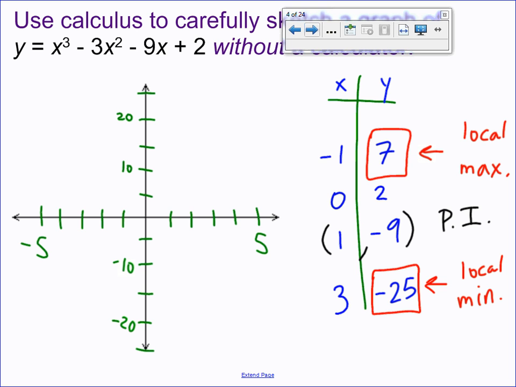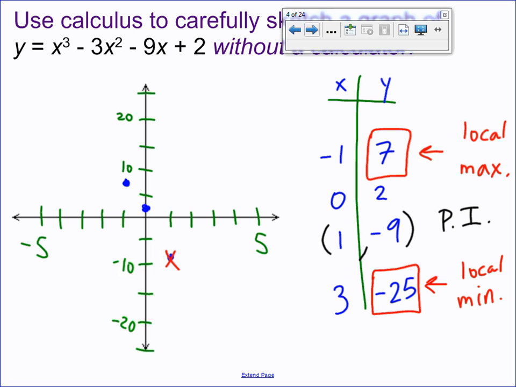All right. Whew. Moment of truth. Here we go. We've got a local maximum at negative 1 comma 7. Here it comes. Negative 1 comma 7 is right about there. We've got a y-intercept at 0 comma 2. That's right about here. We've got a point of inflection at 1 comma negative 9. That's right about here. I'm going to mark that with a little X there. That's letting me know and you know that that's where we intend the curvature to change.